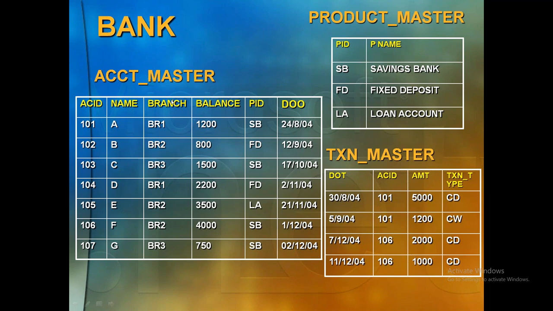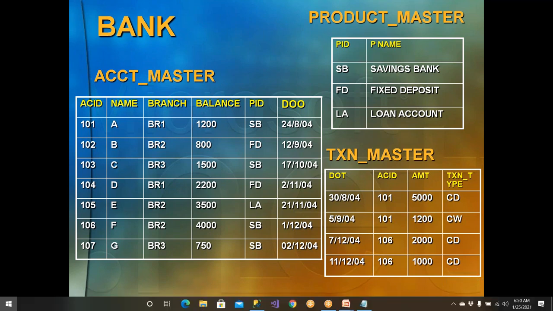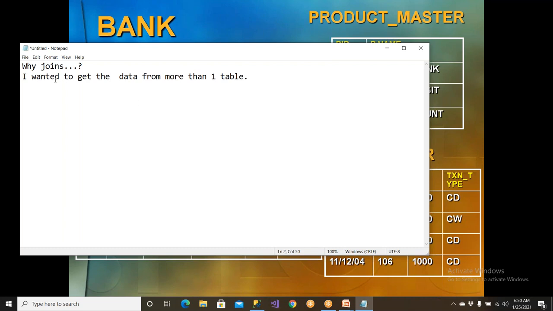Clear? So if I want all this information, it is not available in a single table. The information is available in multiple tables. Clear? If you want to retrieve the data from multiple tables, then we must use joins. Clear? So how many tables can you join?